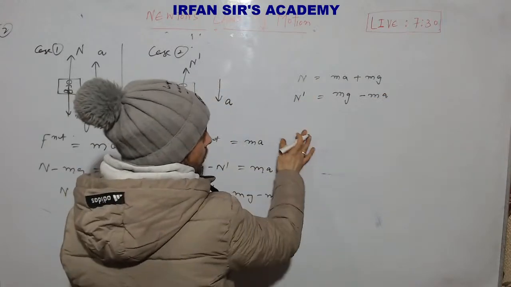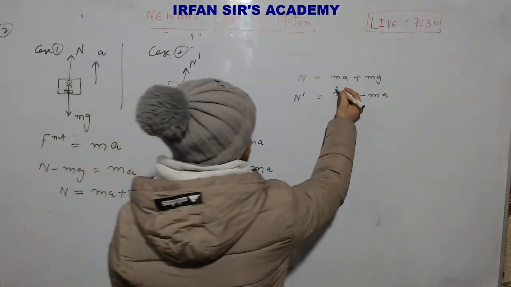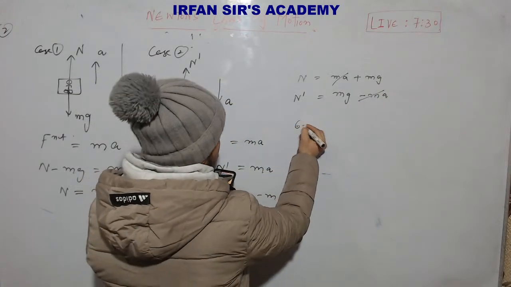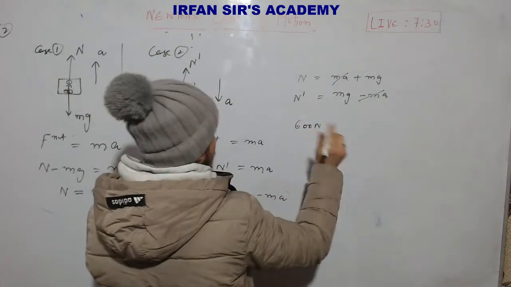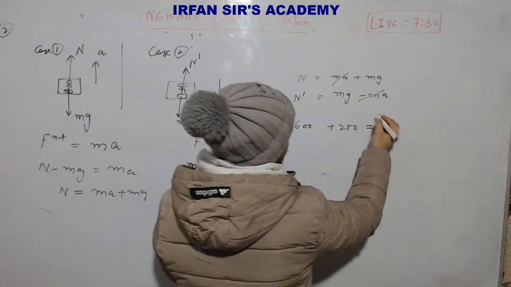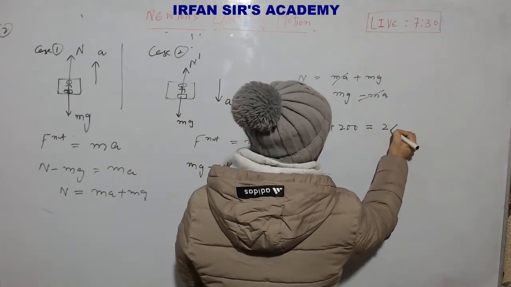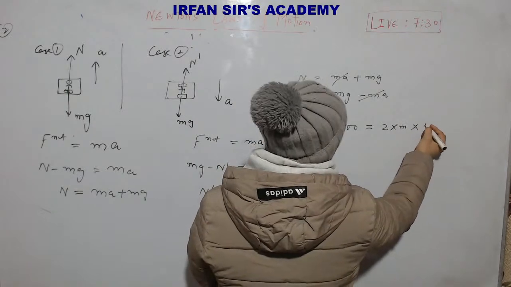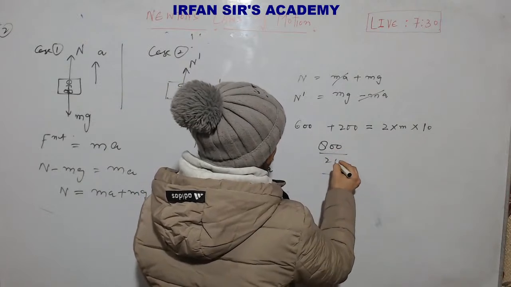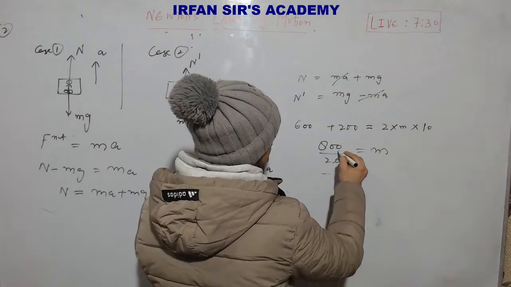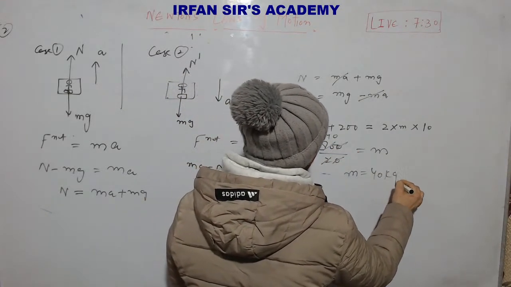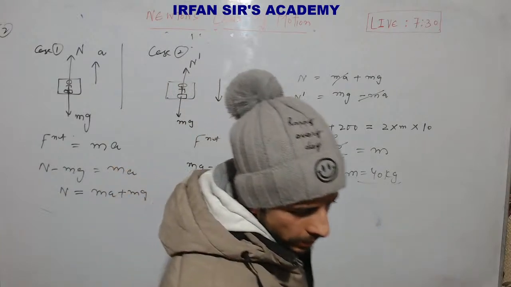When we add these two equations, what will happen? This will cancel out with this. N plus N dash. What is the value of N? In the first it is 600 Newton, that's the weight. In the second case, how much is it? 200 Newton. And that is equal to mg plus mg, twice mg, twice m into g. It is given that take g equal to 10. It will be 800 upon 20, which is equal to m. Mass of the body is 40 kg.